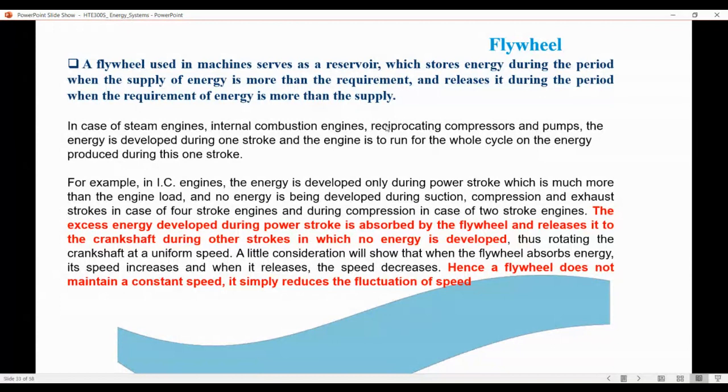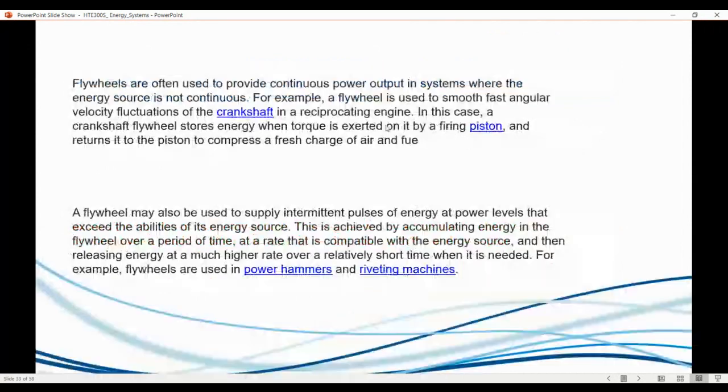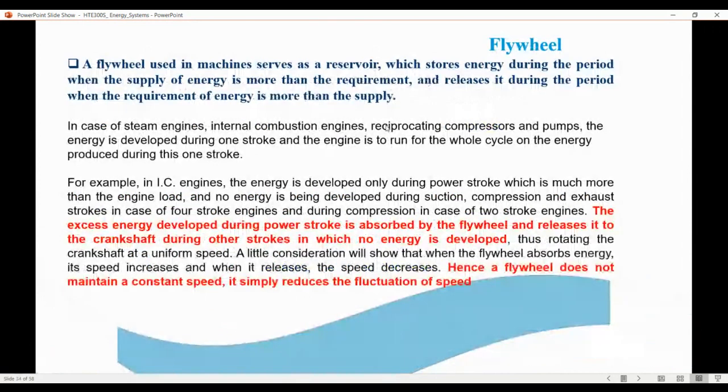Someone's going to ask, what did you learn today? You let him talk about it. You say, I've done the analysis on the excess energy developed during a reciprocating engine, and thus rotating, and we know when it increases and we know when it decreases. Then lastly, put the point and say, hence a flywheel reduces the fluctuation of energy. Did you know that?